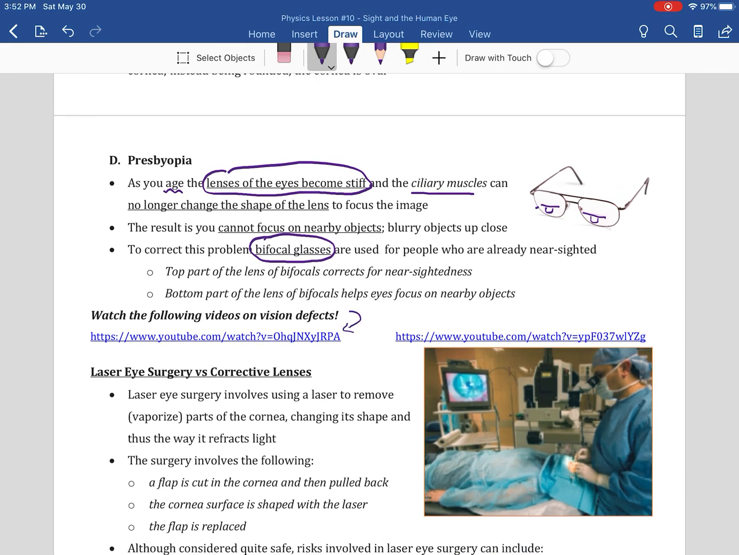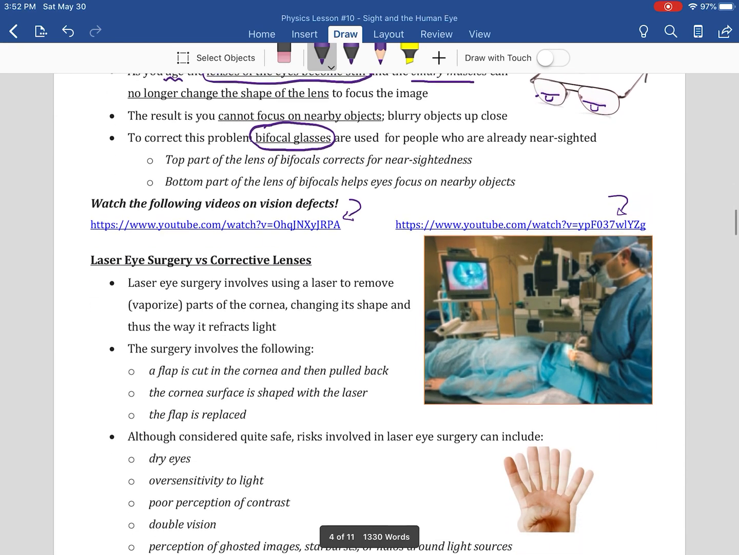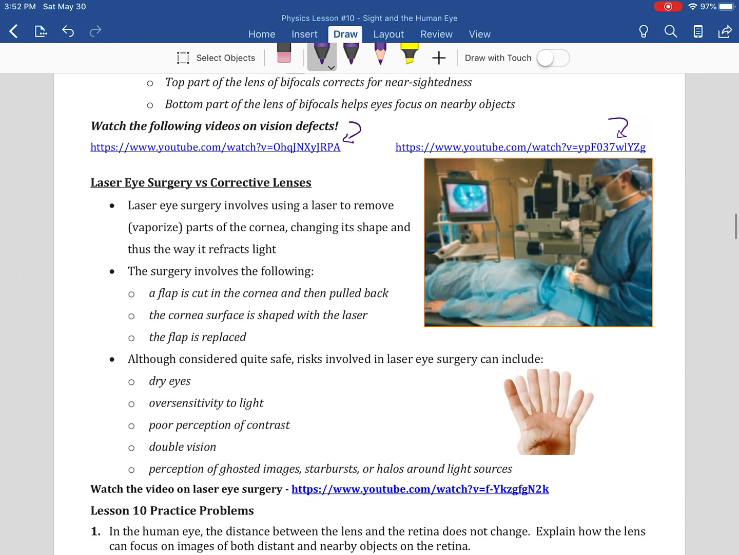So these are some cool videos for you to watch on these vision defects. Now, LASIK eye surgery or laser eye surgery versus corrective lenses, what they do. This is a really cool thing. I'm just going to put it out here. You can watch a video on laser eye surgery. I had it done and it's very cool. And I'll just explain to you what they're doing, kind of.